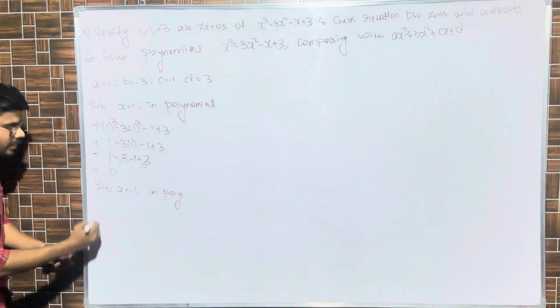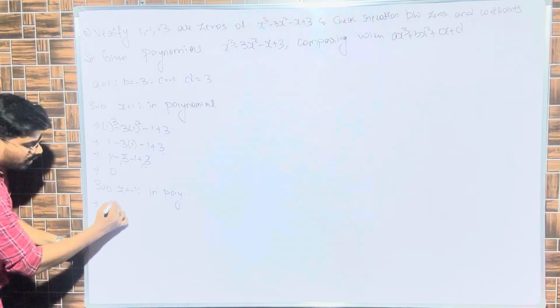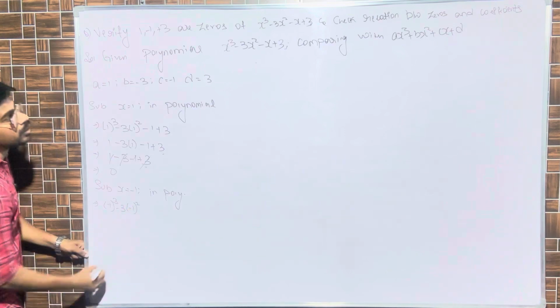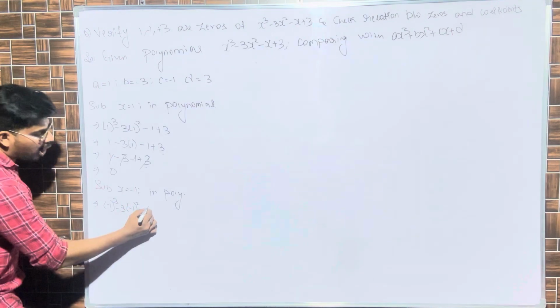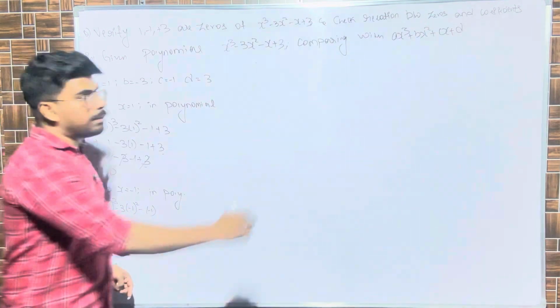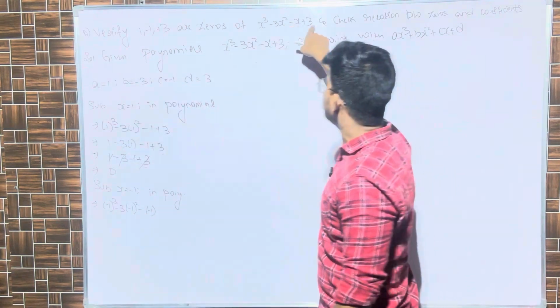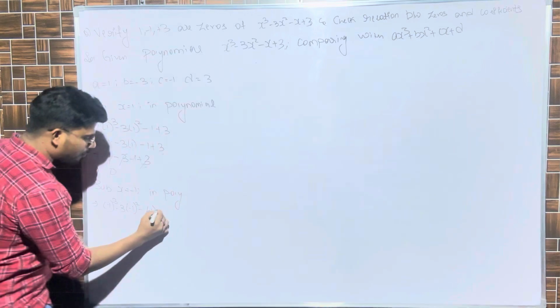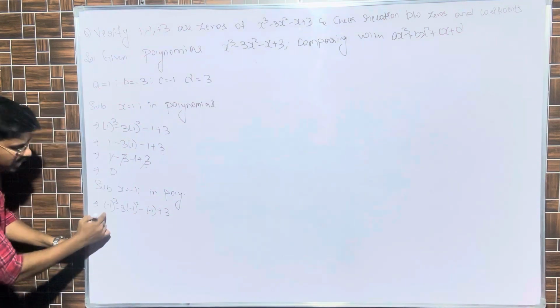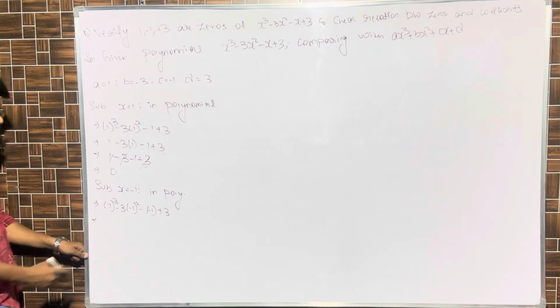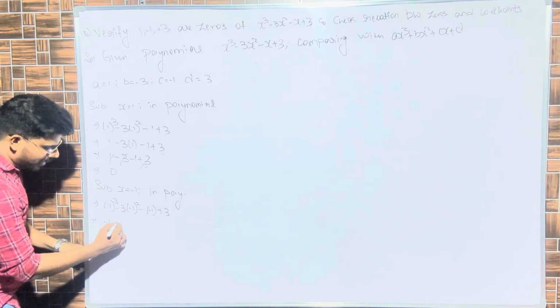So x cube, x is minus 1, whole cube minus 3 into minus 1 whole square minus of minus 1. Don't get confused over here. Minus is there in the polynomial and the value of x is again minus. Minus of minus 1 plus 3, right. Minus 1 whole cube means minus 1 into minus 1 into minus 1, which is minus 1. Minus 3 as it is.